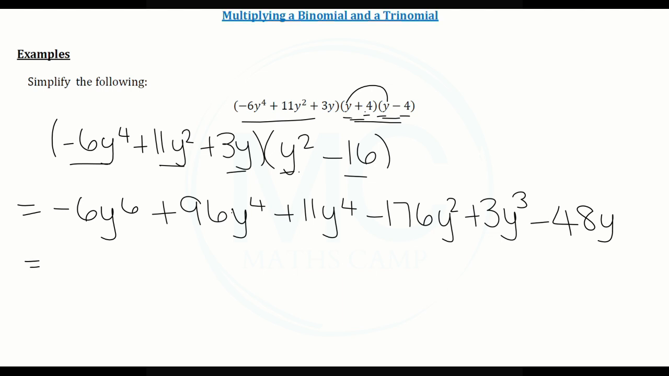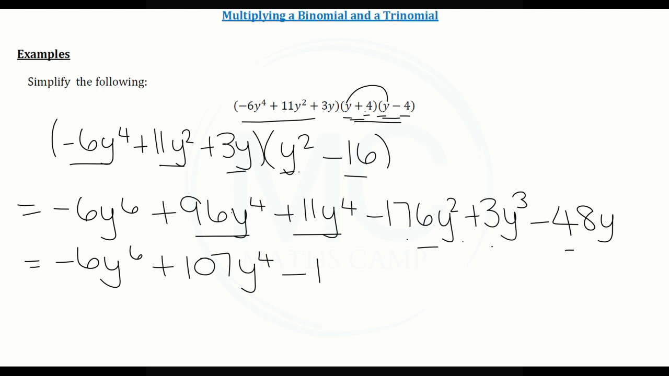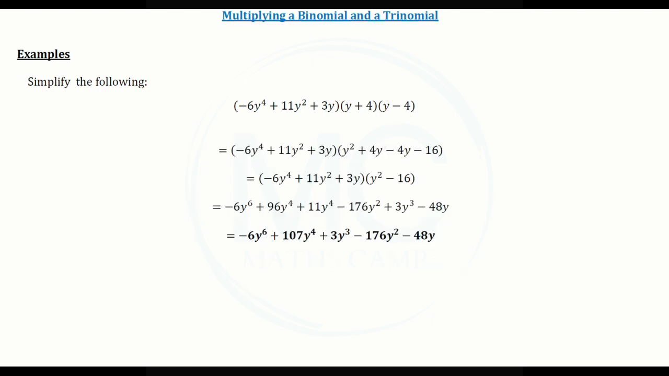We have negative 6y to the power of 6. Here we have 96y to the power of 4 plus 11y to the power of 4. So we get 107y to the power of 4. And none of these are like terms over here. So we can just write them in as they are. Negative 176y squared plus 3y cubed minus 48y. And we have completed this question. We will look at more examples like this in our upcoming videos.